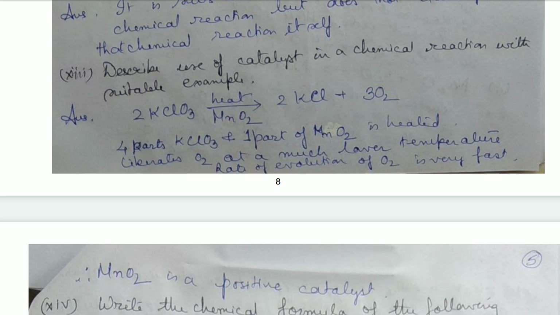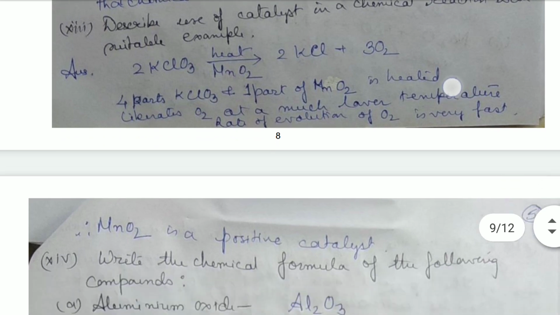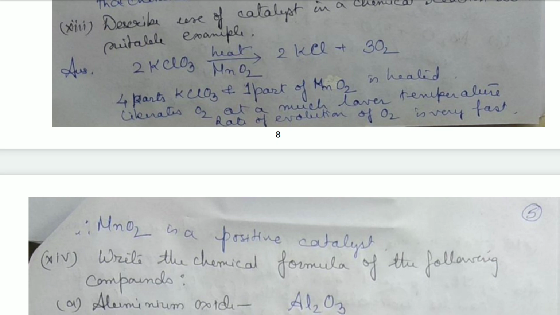So, 4 parts of potassium chlorate and 1 part of manganese dioxide, if we heat them, then it liberates oxygen at a much lower temperature than if we had not used the MnO2, which would have taken a higher temperature for decomposition of this KClO3. And also the reaction becomes fast by adding this manganese dioxide. Manganese dioxide is a positive catalyst because it increases the rate of the reaction.